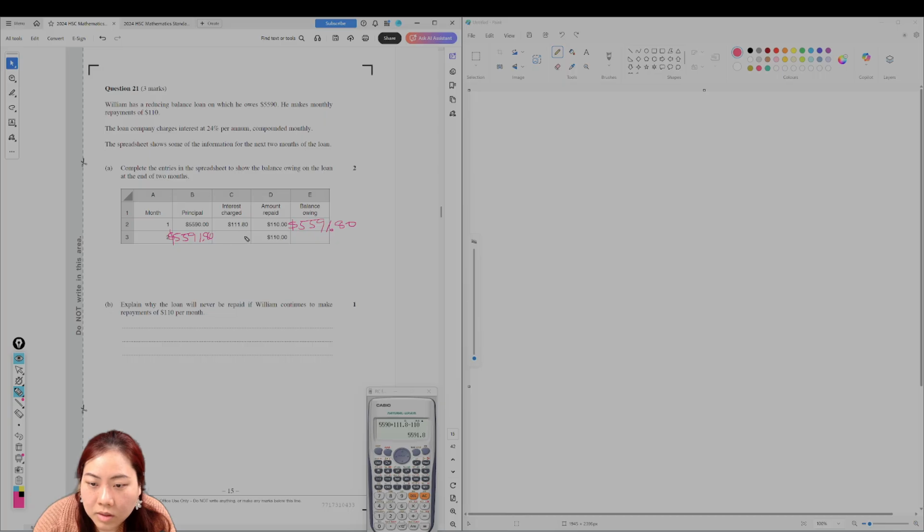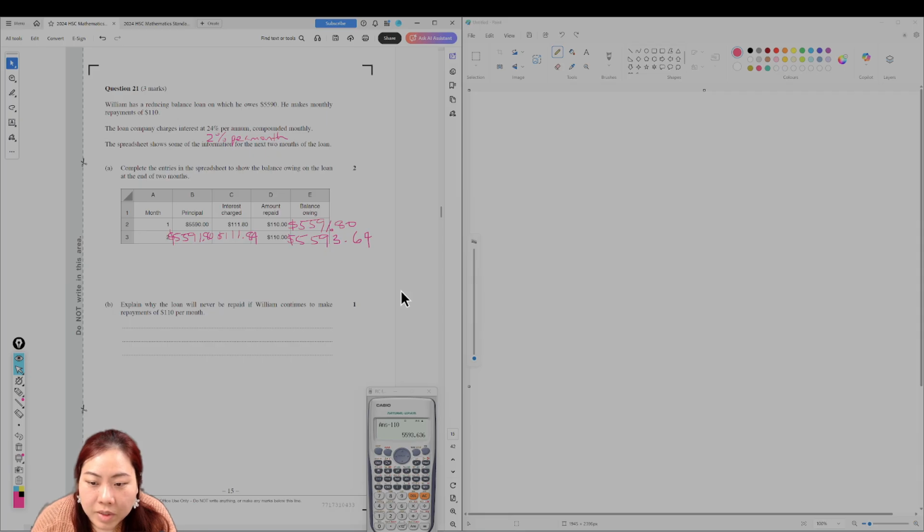The interest is going to be 2% because it's 24% per annum. That means every month it's 2% per month. It's compounded monthly, and this is month 2, so we need to find what 2% of this amount is. So we times it by 0.02. It's creeping up. So it's 111.84. And then we want this interest plus the amount we had before, 5591.8, minus 110 is the repayment. Now he owes $5,593.64.